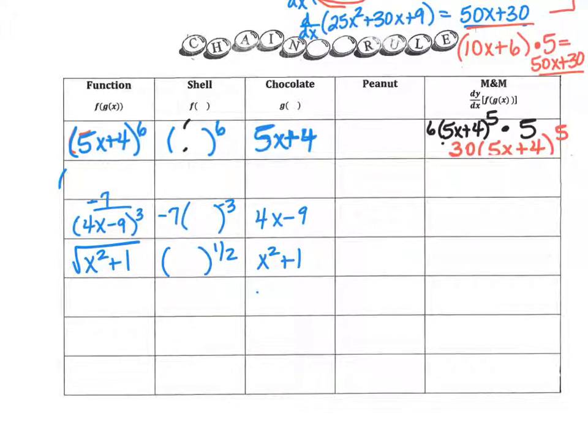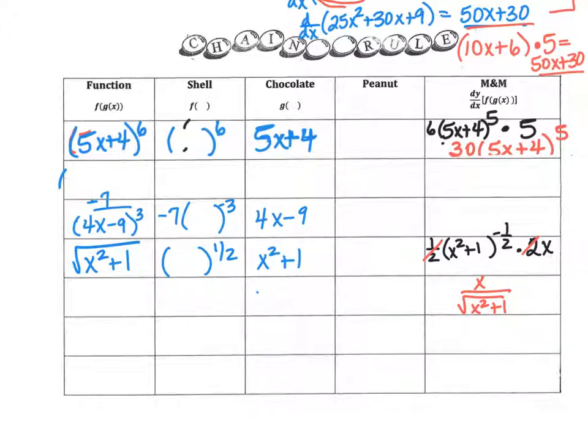So again, what do I say in my head? Power to the front, decrease the power by 1, multiply by the inner derivative. And this is x squared plus 1. If you clean that up, look at what happens. This 1/2 and this 2 cancel, so I end up getting x over the square root of x squared plus 1. And that's that derivative.